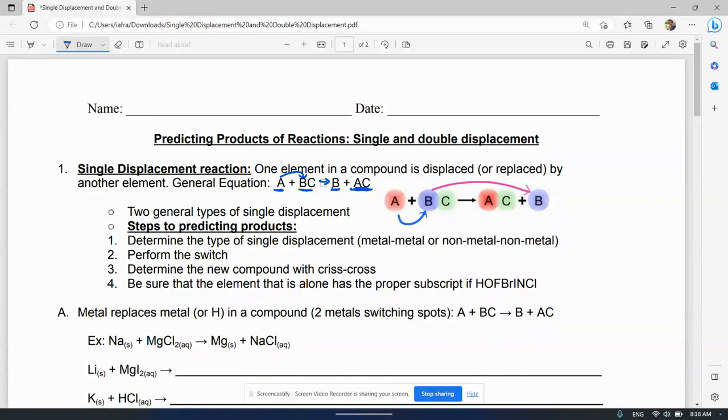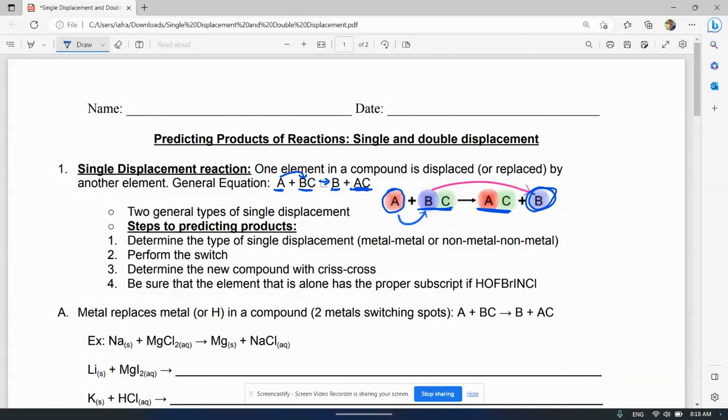So at the end of a single displacement reaction, something is still alone. It's just something different. A started off alone, and B and C were together. Then after the switch happened, B is alone, and A and C are together now. And that's called a single displacement reaction. There are two general types of single displacement reaction that we're going to see.